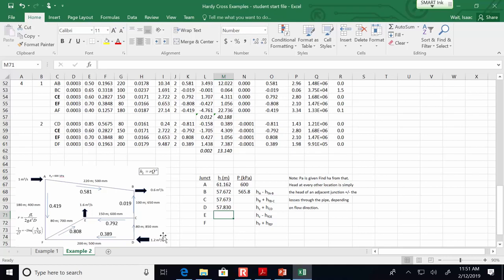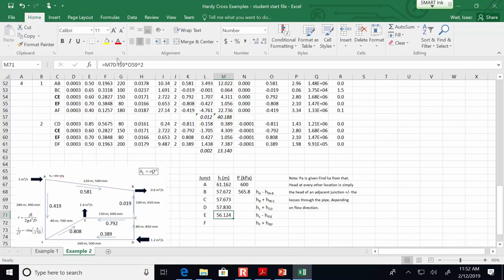Head at E. Now this is minus because of the flow direction. If you're going from C to E, then you're losing head. So it's the previous head minus R value through pipe CE. So here's that R value times the flow rate squared. Did I do plus? No, I did minus.